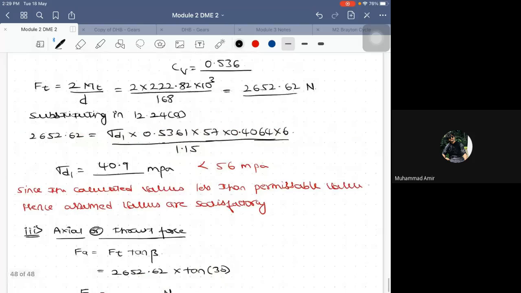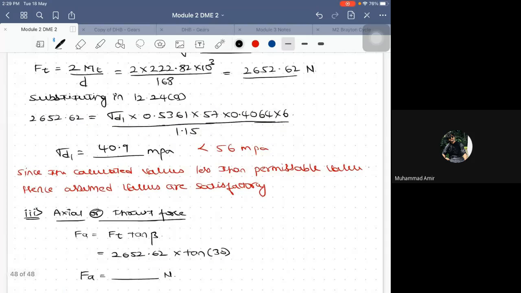Okay. Now, in order to calculate the axial stress, you have this particular formula. Just check whether it is available in the data handbook. FA is equal to FT times tan beta. Is it available in the data handbook? Just check. Well, I would check here.